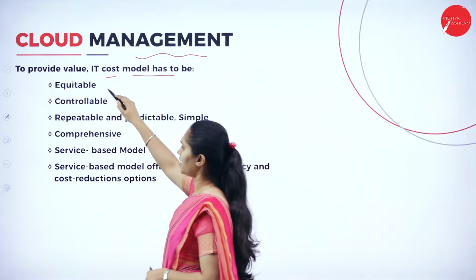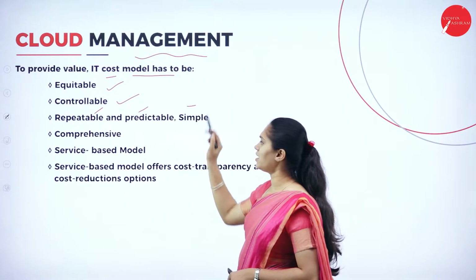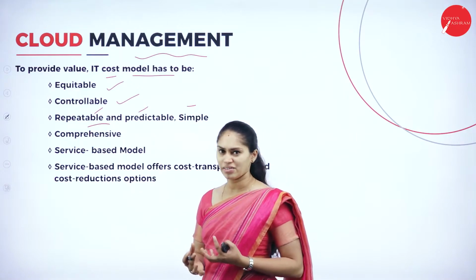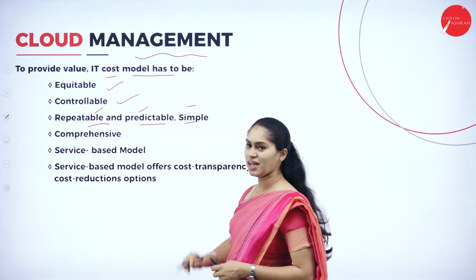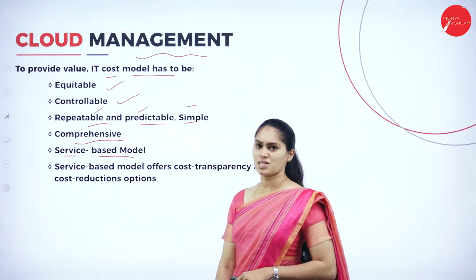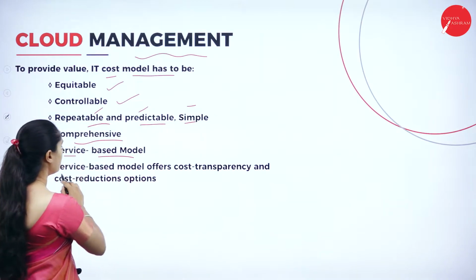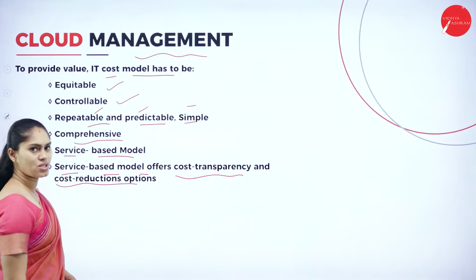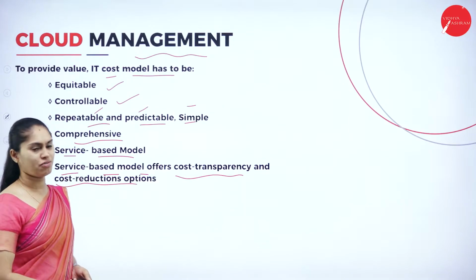It is supposed to be equitable, it must be controllable, repeatable, predictable and simple. So I have to have control over the components and the activities taking place, predictability of what will take place in future, and it must be simple to use and also comprehensive. It is supposed to be a service based model. So it should not be subjective, it must be objective in nature, and a service based model offers cost transparency and cost reduction options. If we have all these options, then there will be better utilization of a service.